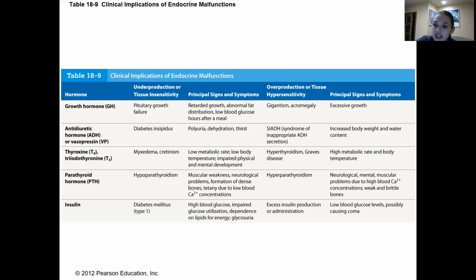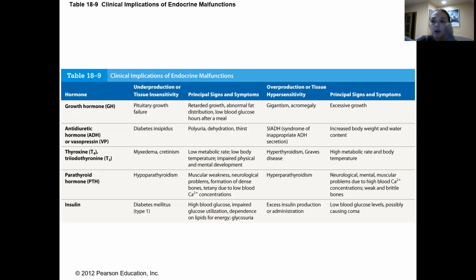It happens with excessive growth. Antidiuretic hormone: an example of a disorder is diabetes insipidus, which is responsible for symptoms of increased body weight and water content. The main symptoms of diabetes insipidus are polyuria, dehydration, and thirst.